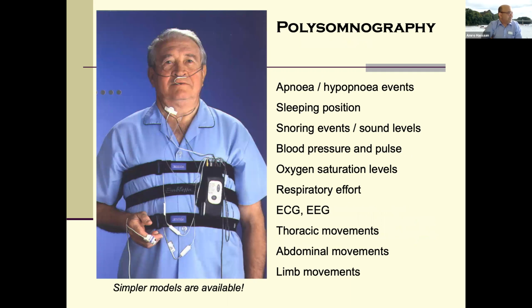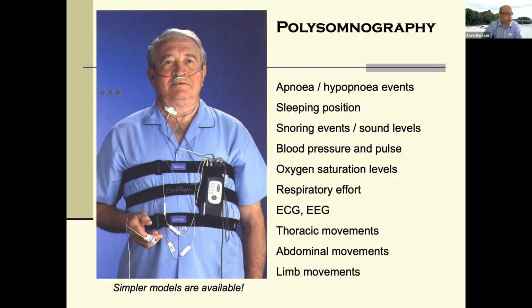This is a gentleman, I think he looks American, and he's got the kit on that measures his sleep at night. It's a polysomnography. Poly, because it's lots of different measurements, somno and graph. Okay, so it measures apnea and hypopnea events, which we now know about. The sleeping position, is he lying on his side or on his back? The number of snoring events and how loud they are. But it also measures blood pressure, pulse, oxygen saturation, respiratory effort, as well as ECG, EEG, sometimes.